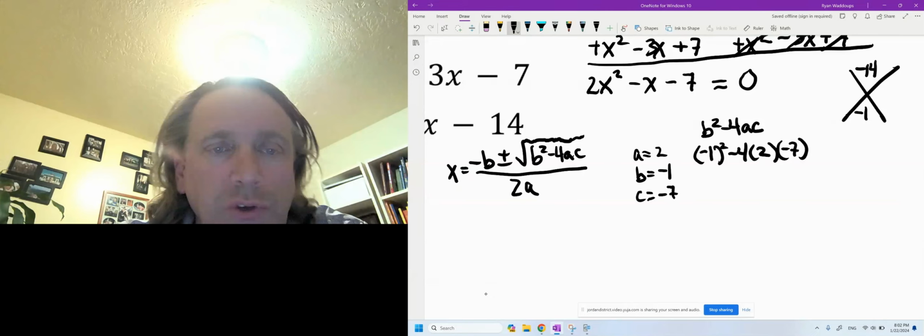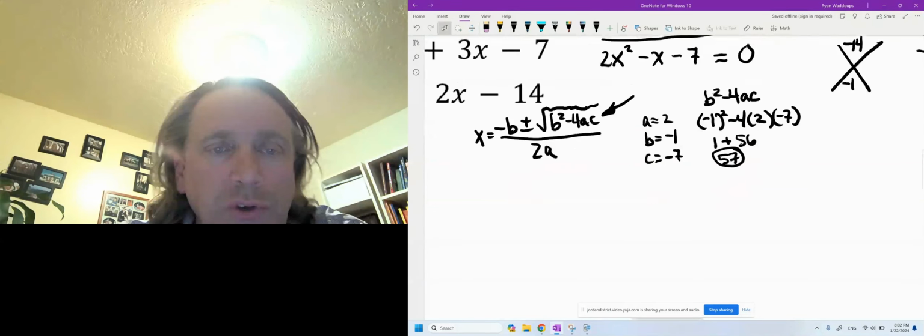And -1 squared is +1. I've got -4 times 2 times -7. There are two negatives there, so that's going to cancel, giving us a positive. 4 times 2 is 8, and 8 times 7 would be 56. 1 plus 56 is 57. So that's my discriminant, and that's what's going to go right there under the radical.